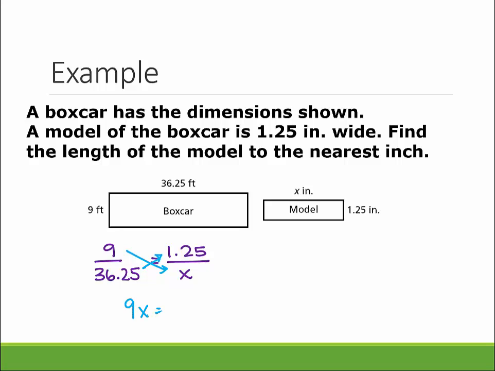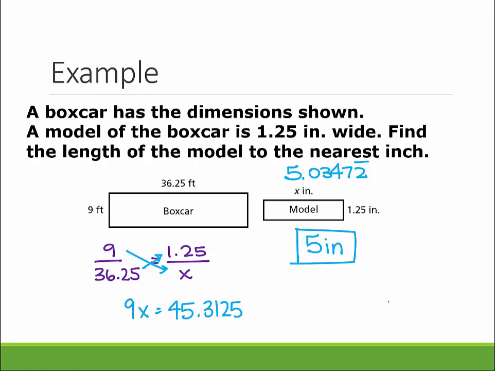So we get 9x equals 36.25 times 1.25, which is 45.3125. And if we divide both sides by 9, we end up with x being 5.03472, repeating forever. But because this says find it to the nearest inch, we're going to say about 5 inches.